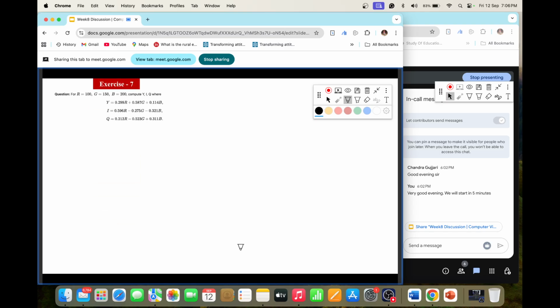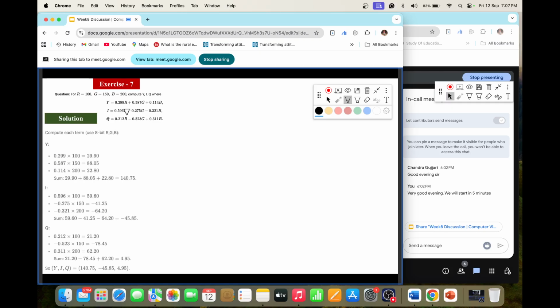Now next question, for this RGB you have to calculate the YIQ. Very easy, RGB is already given, so you can easily calculate these YIQ values. YIQ values can be calculated very easily.